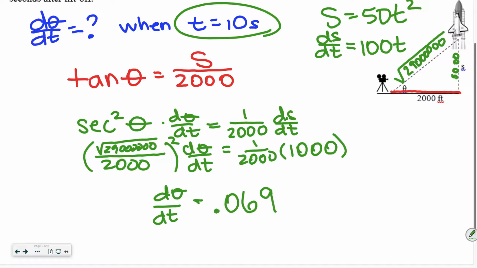And if I'm talking about an angle changing, first of all, we know it's per second. But what per second? Radians per second. Because we're talking about an angle changing, and so our angle is going to be in radians.